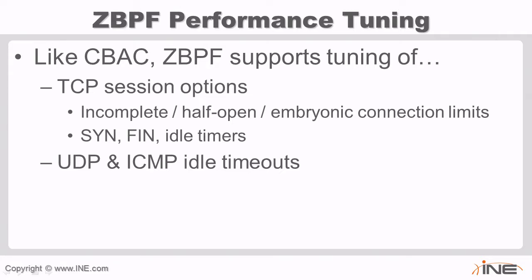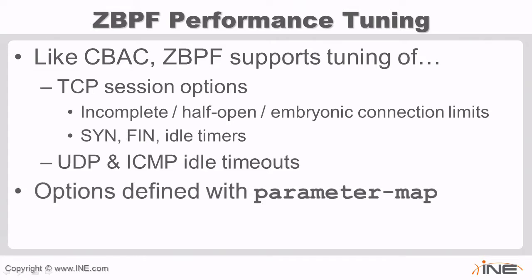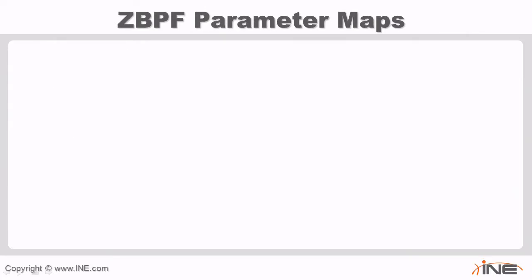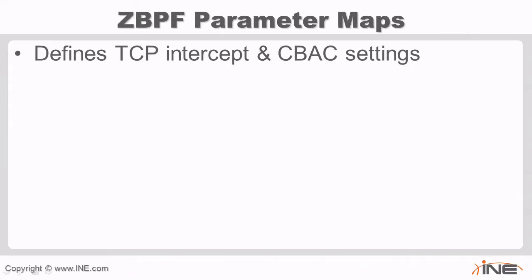Now, differently from the context-based access control, where these parameters were directly defined with the ip inspect command, in the zone-based policy firewall these are going to be defined with a parameter map. The parameter map is going to define the TCP intercept settings and other generic context-based access control settings, because remember, even though the zone-based policy firewall is a different syntax interface for the firewall feature set, it's still using the same CBAC inspection behind the scenes.